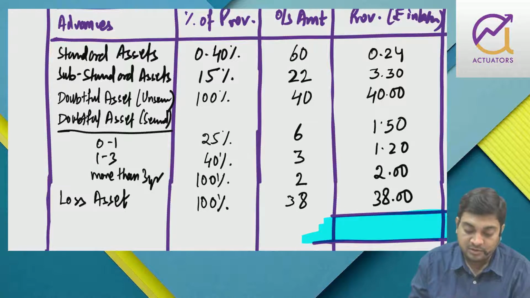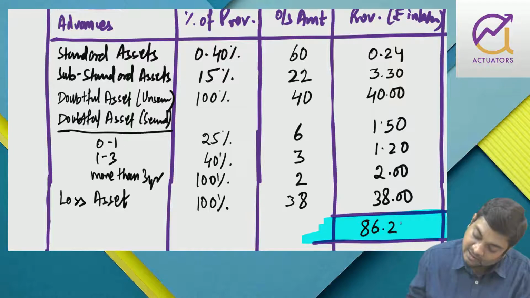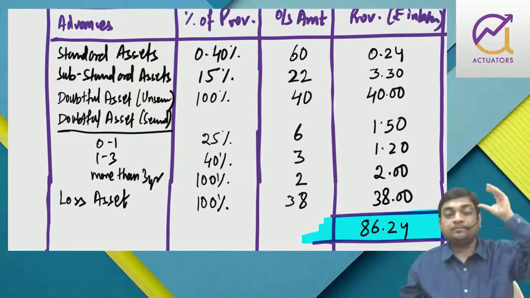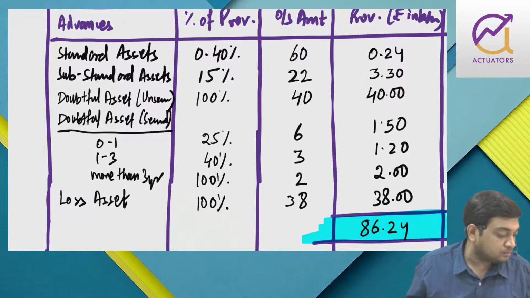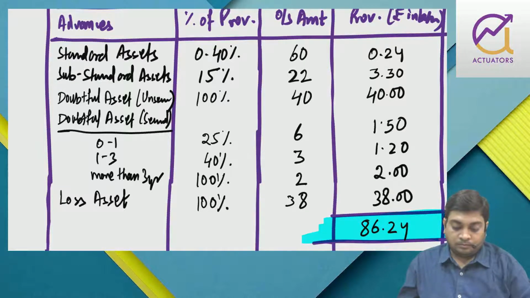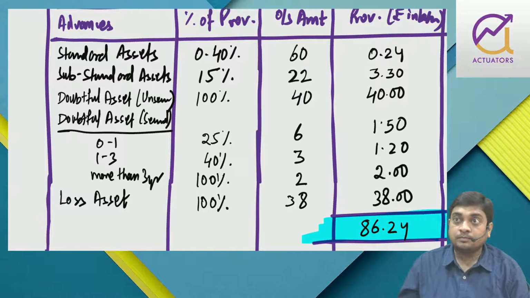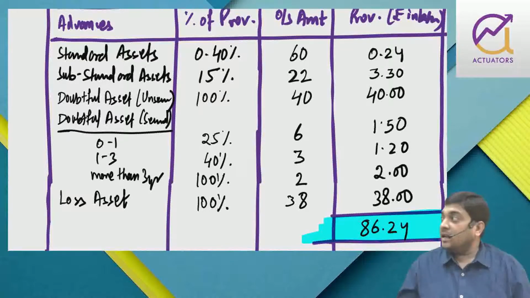Right. So 0.24 plus 3.3 plus 40 plus 1.5 plus 1.2 plus 2 plus 38. So that is 86.24. Is that fine?